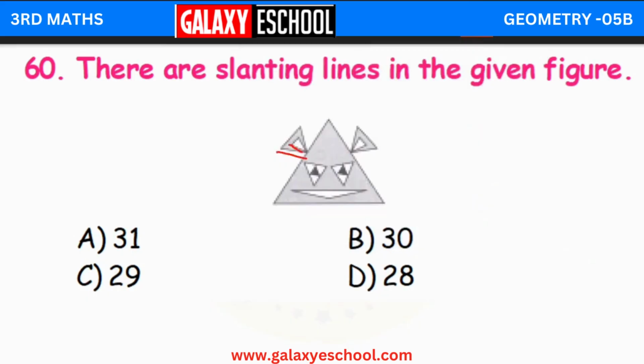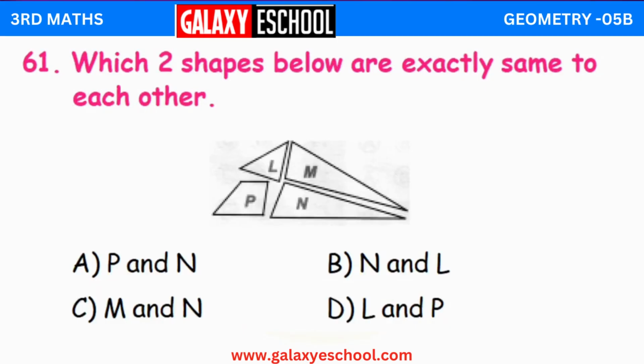1, 2, 3, 4, 5, 6, 7, 8, 9, 10, 11, 12, 13, 14, 15, 16, 17, 18, 19, 20, 21, 22, 23, 24, 25, 26, 27 and 28. So what is the total number of slanting lines in the given figure? It is 28. That is our option D.